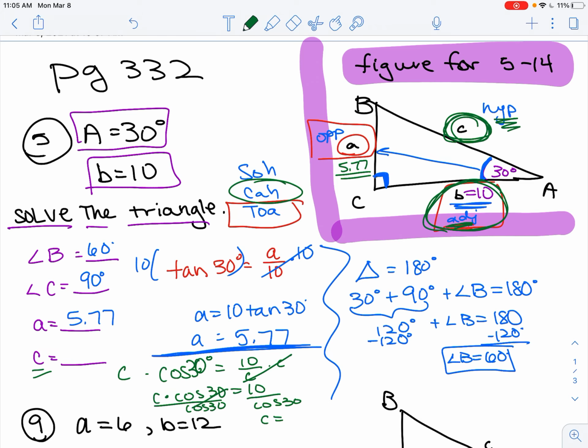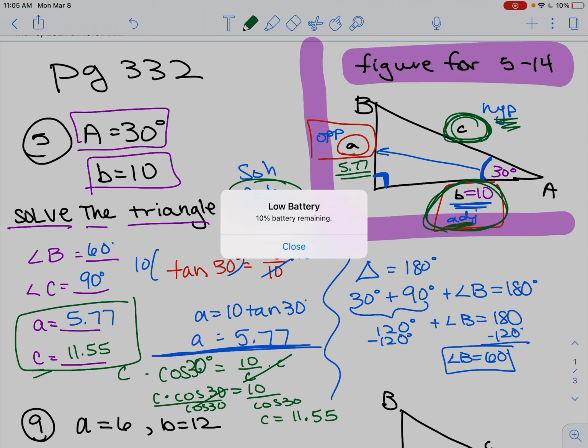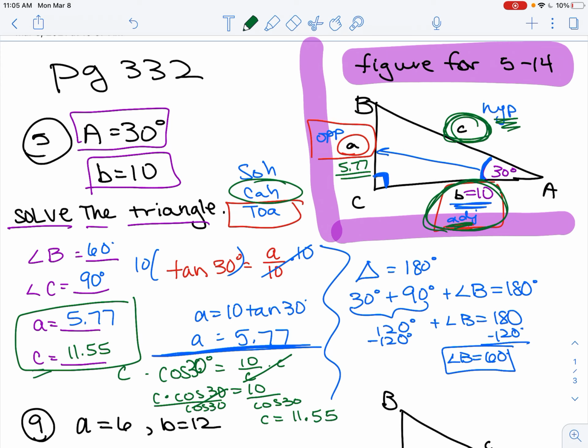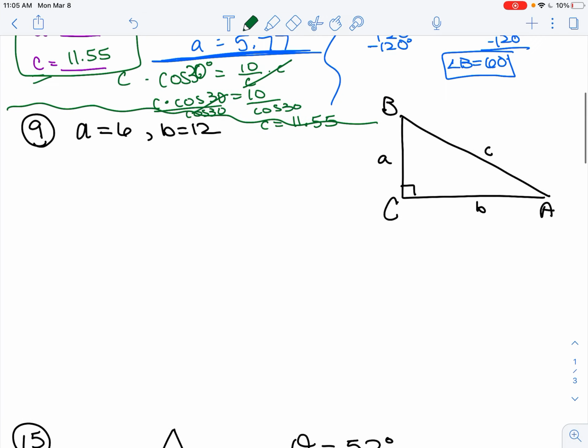And we get C equals 10 divided by the cosine of 30, and make sure that your mode is in degrees. And we get 11.55, and again, that's rounded. And you're done. I hope that makes sense. I hope that looks familiar to you from geometry maybe, okay? So that was if you're given the angle. Number 7 from your homework you're going to do on your own, very, very similar to number 5. Let's go ahead and do number 9.